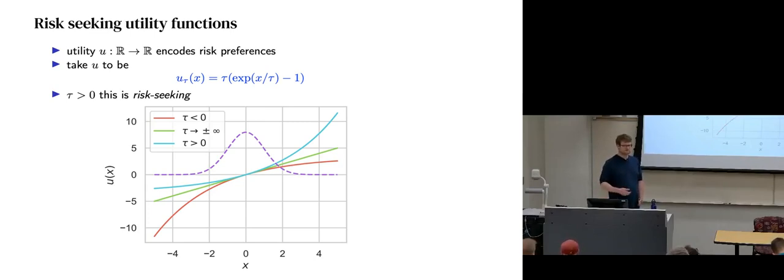It turns out that there's a classic way to summarize or value uncertainty from the economics literature called utility functions. A utility function is just a mapping from reals to reals that encodes the risk preferences of an agent.